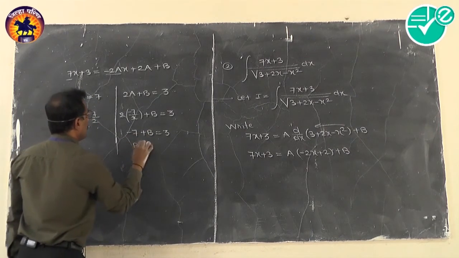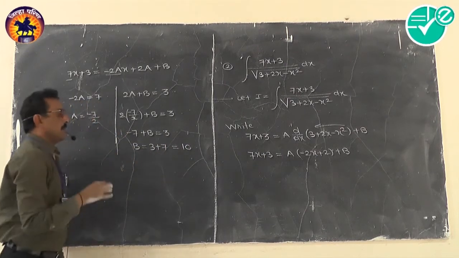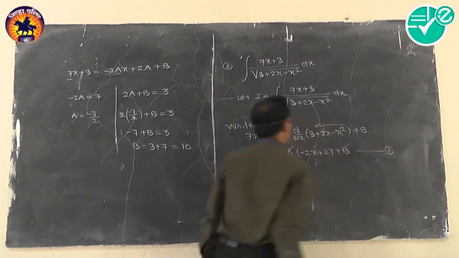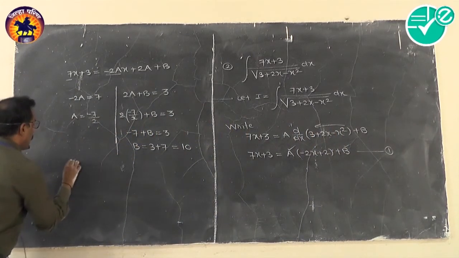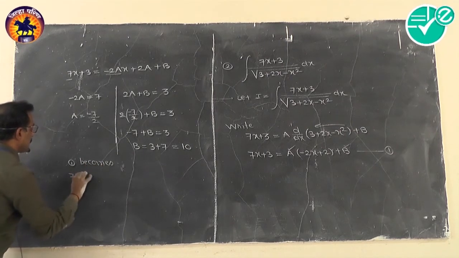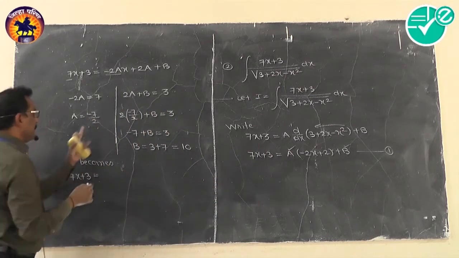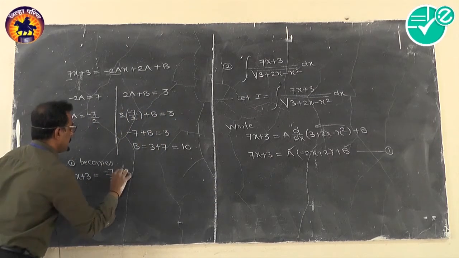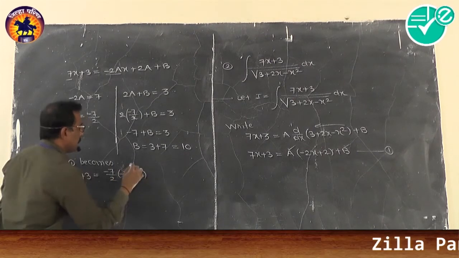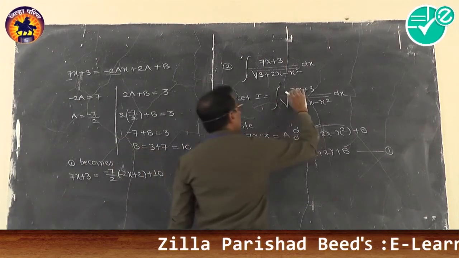So this b is equal to 3 plus 7, which is 10. So we are getting the values of a and b. This is equation number 1 here. So equation 1 becomes 7x plus 3. Write a is replaced by minus 7 by 2 in bracket minus 2x plus 2, plus b is taken as 10. Now it is your prime duty to write this.